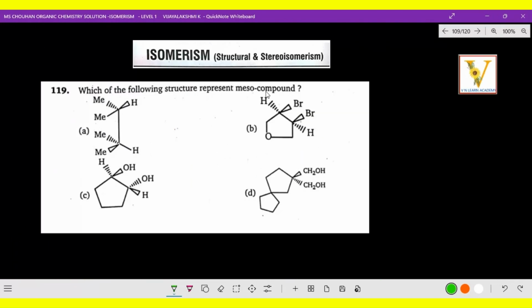Which structure represents a meso compound? See, for a meso compound, what are the main points to be noted down? Here meso means a minimum of 2 chiral centers. It has to be there, and identical. And the next one, what is it?